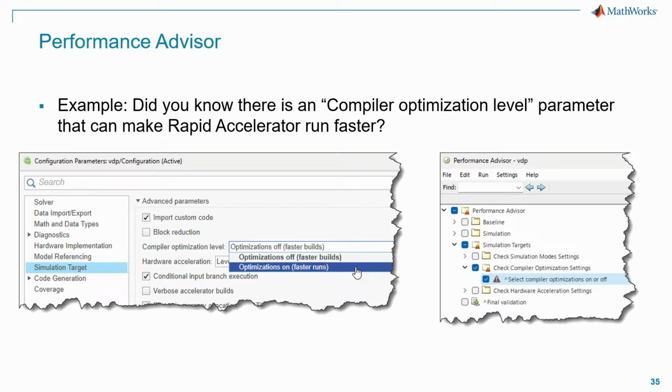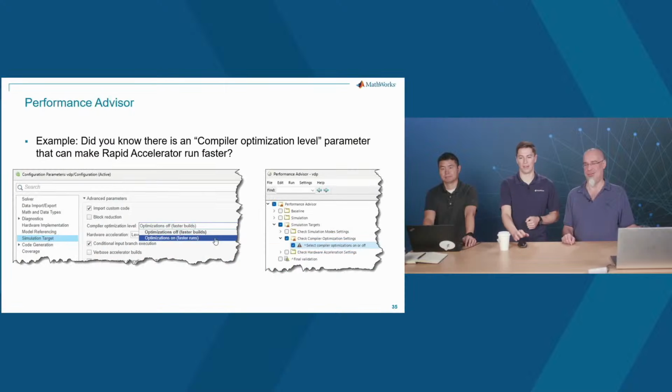And so that model setting was this compiler optimization setting that you can actually change for Rapid Accelerator when we're compiling that Rapid Accelerator model. And so even Guy and I will forget some settings, and the different settings can have different effects on different models. So it's always a good idea to try the Performance Advisor.